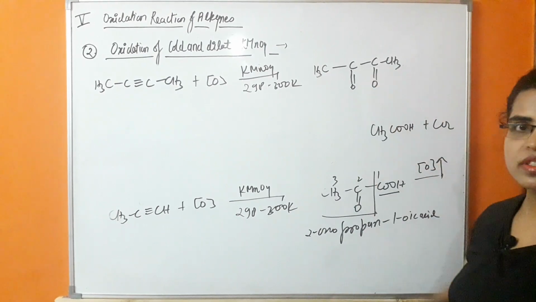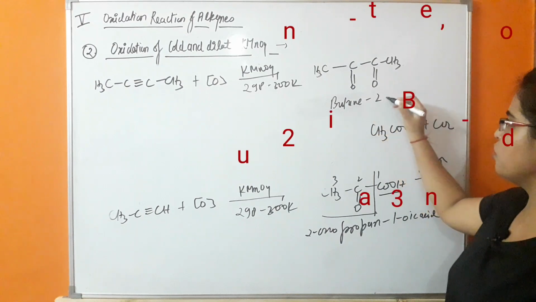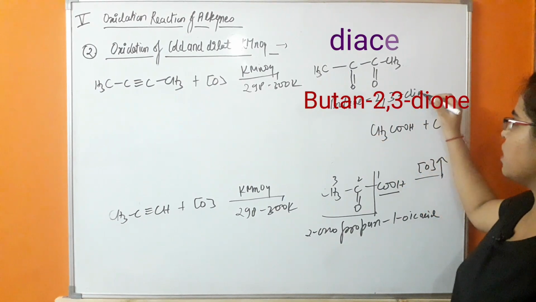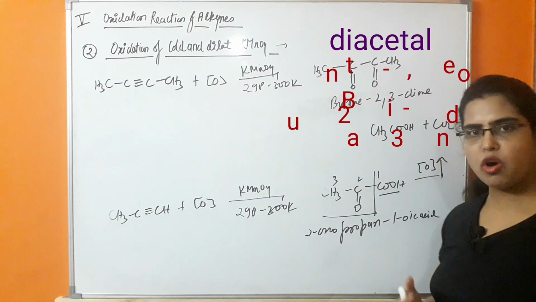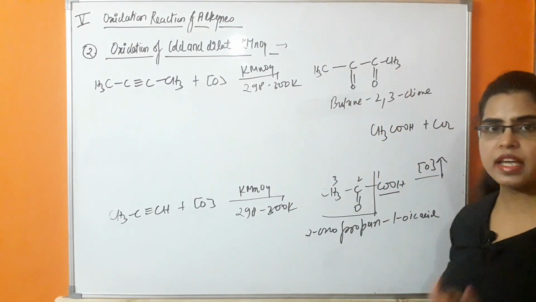What will be the name of this compound? This is a diketone, butane-2,3-dione. So this compound will be obtained. This is diacetyl. The common name of this compound is diacetyl.